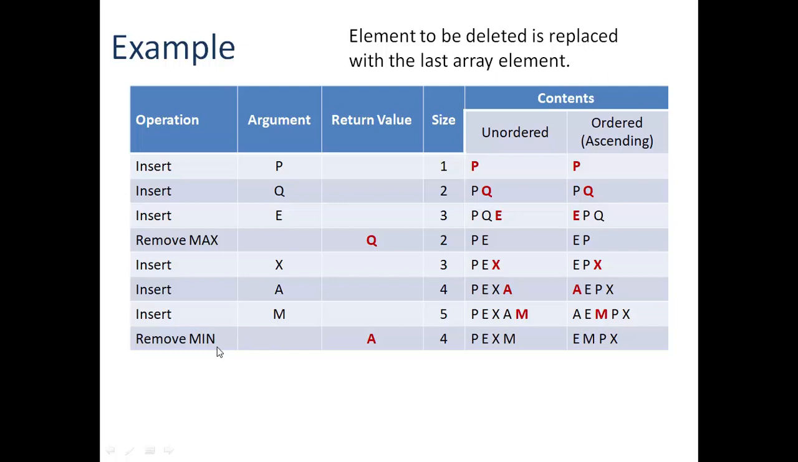Lastly, we are removing the minimum element in the queue. So again, in case of ordered version, the first element, that is A, will be deleted directly, and in case of an unordered version, element A has to be searched and then it has to be replaced with the last element in the queue.